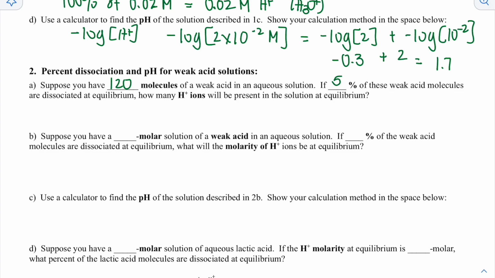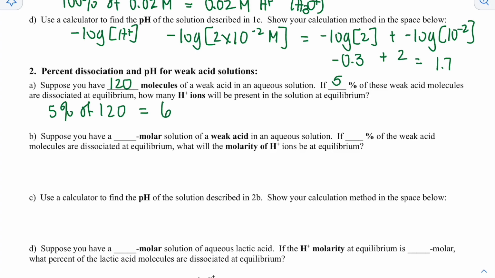In order to solve this problem, we'll have to take 5% of 120. You can do this with a calculator, so why don't you try that now? 5% of 120 is 6 H plus ions in solution. That also means that there are 114 weak acid molecules, which I'm going to represent as HX, H being the hydrogen that can dissociate and X being the rest of the acid molecule. This is a general way to write an acid formula. And so we're looking at how many are dissociated and how many are not dissociated.